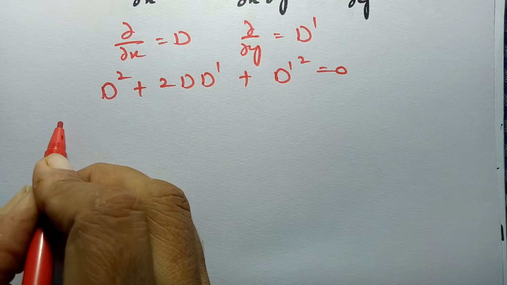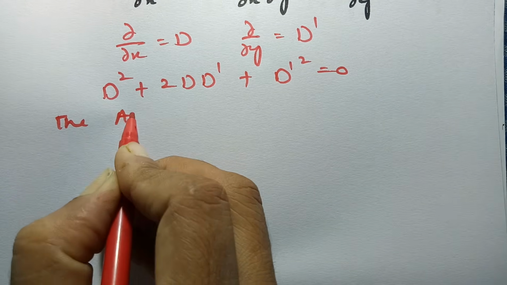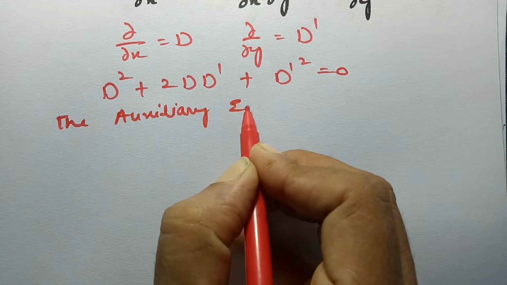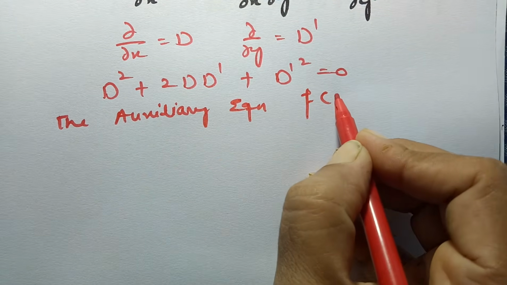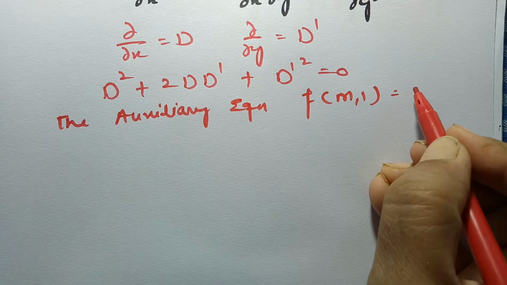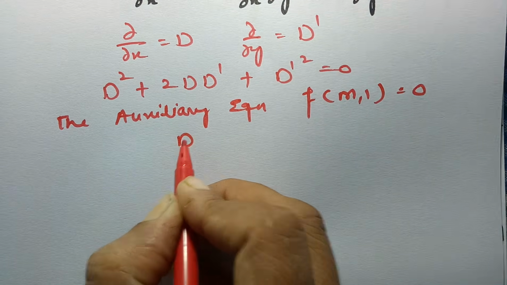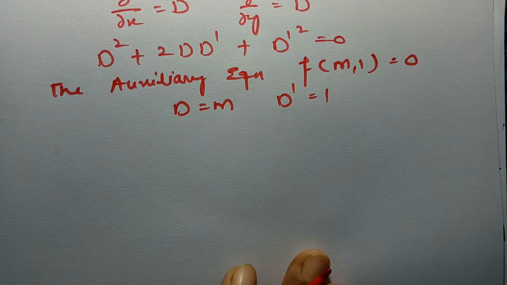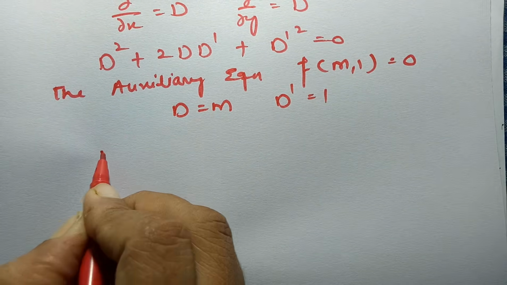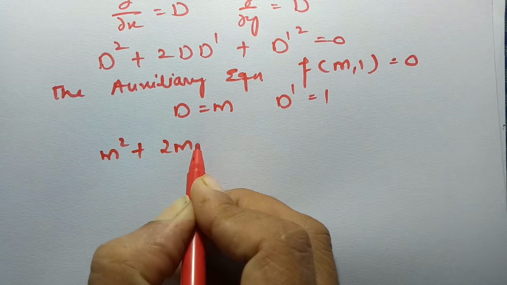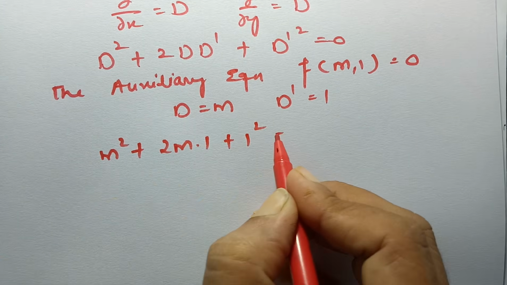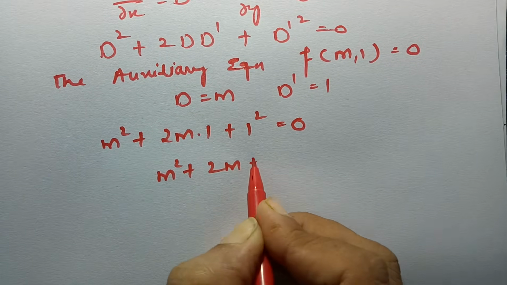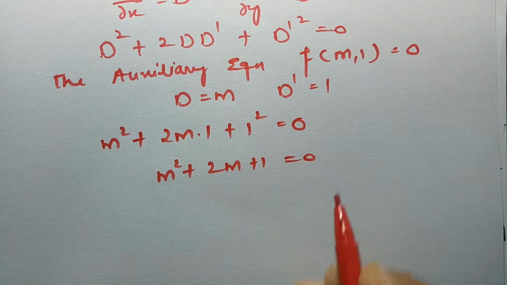So to find the auxiliary equation, the auxiliary equation is f of m comma 1 is equal to 0. So in place of D I have to write m, and in place of D dash I have to place 1. So it will be m square plus 2m into 1 plus 1 square is equal to 0. So this will be m square plus 2m plus 1 is equal to 0.